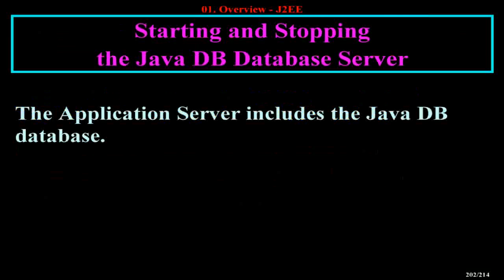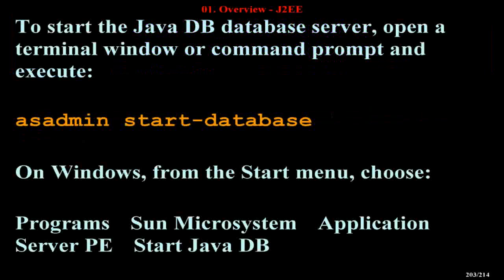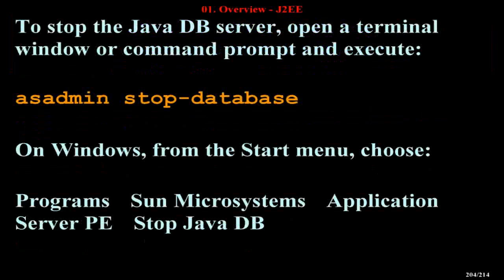Starting and stopping the Java DB database server. The application server includes the Java DB database. To start the database server, open a terminal window or command prompt and execute asadmin start-database. On Windows, from the Start menu, choose Program Sun Microsystems Application Server PE, Start Java DB. To stop the database server, open a terminal window or command prompt and execute asadmin stop-database. On Windows, from the Start menu, choose Program Sun Microsystems Application Server PE, Stop Java DB.